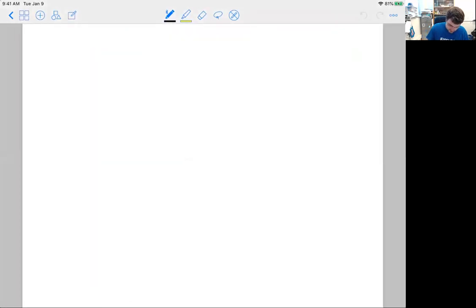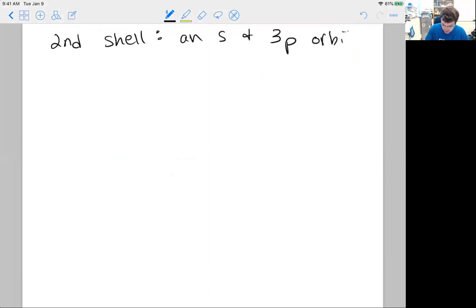Turning the page, what about the second shell? The second shell has an s and 3 p orbitals. The 3 p orbitals are px, py, and pz. Make my x a little bit more clear. Okay, so we have px, py, and pz in addition to an s orbital in the second shell. Turns out that every shell has at least an s orbital. And we're going to take steps up where the second shell has s and p orbitals. The p orbitals that exist are those three suborbitals, px, py, and pz.